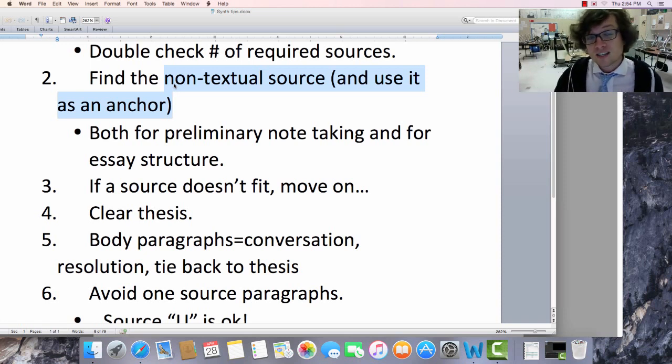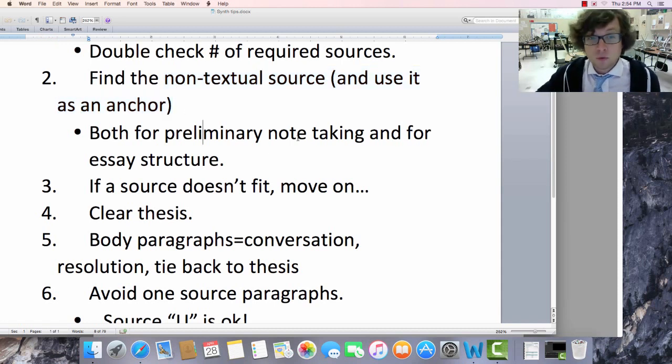Look at that one and process it first, and then you're going to go back and think about that non-textual source. Let's say it's a cartoon, and let's say the cartoon was source B. You're going to go back and say, okay, what would source A think about the cartoon? What would source C think about the cartoon? What would source D? And so as you're doing your reading, you're actually already starting your synthesis. You're already starting your conversation. So that will help you with the note-taking, but that's also going to help you with the essay structure.